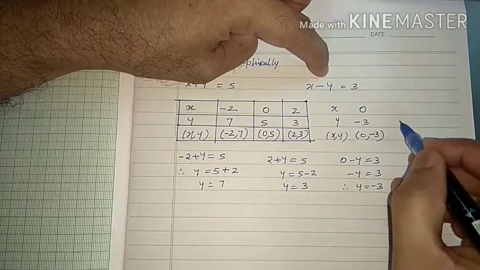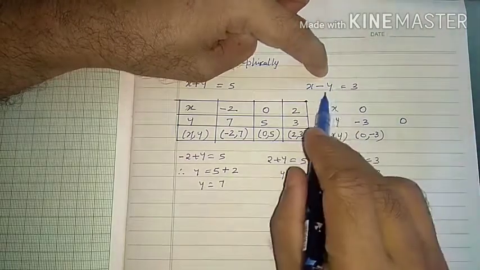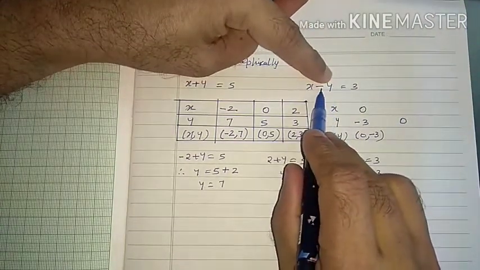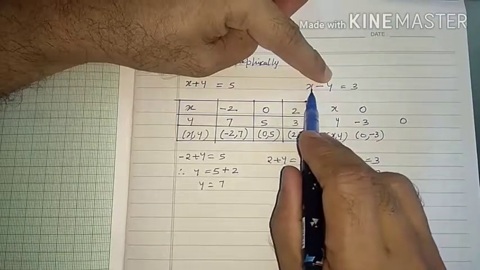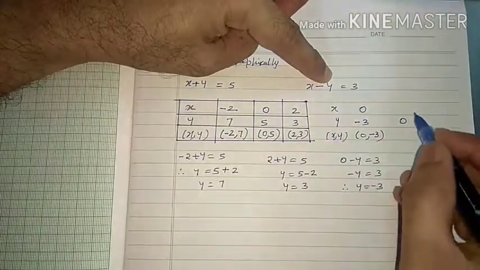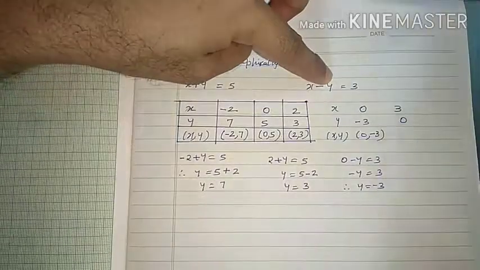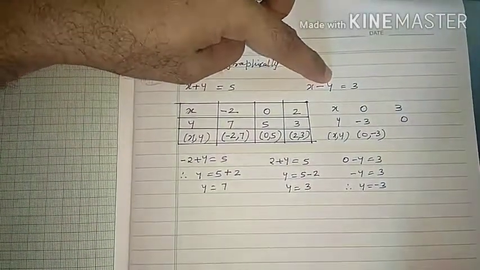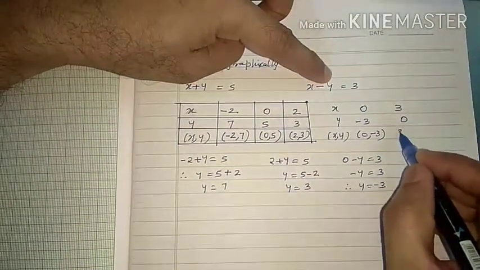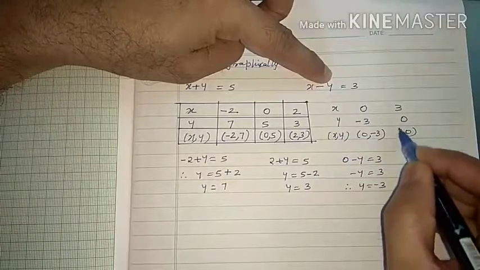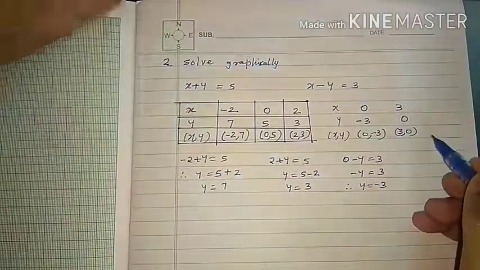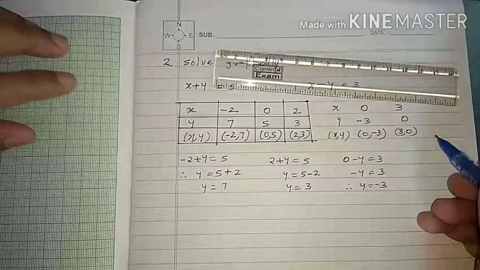Now put y is equal to 0. If y is 0, x minus 0 equal to 3, meaning x is equal to 3. So the point is 3 comma 0. Even 2 points we do, that is sufficient.